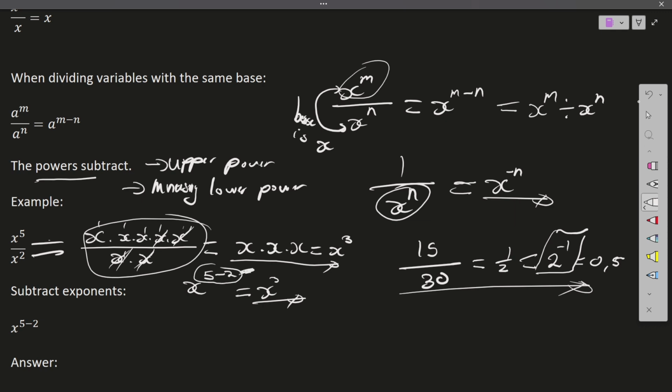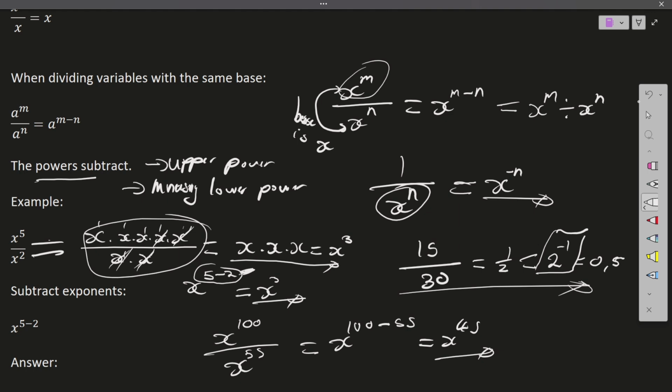Stick to this one. It is very, very fast, because sometimes you'll be working with numbers like x to the power of 100 divided by x to the power of 55. So you know now that it is x to the power of 100 minus 55, which is x to the power of 45. You see now, you are not going to write 100 x's and then on the bottom 55 x's.